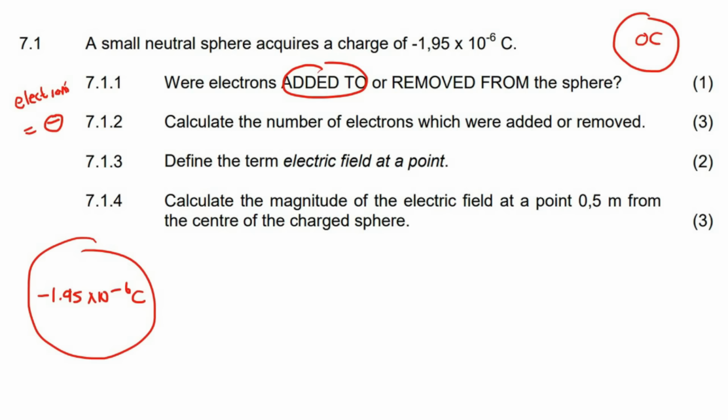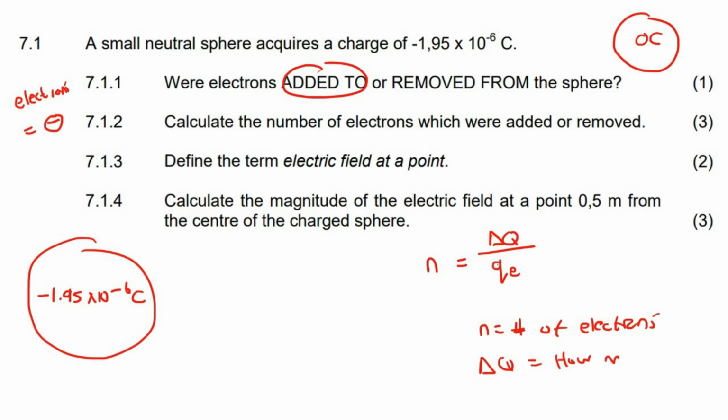Then it says, how many electrons were added or removed? So this formula that we need to use is not actually on the formula sheet, but it goes like this. The number of electrons is equal to the change in the charge, divided by the charge of an electron. N is the number of electrons. Delta Q is how much charge was added or removed. And then Qe is actually a constant. I'll show you what that is now, but it's the charge of an electron.